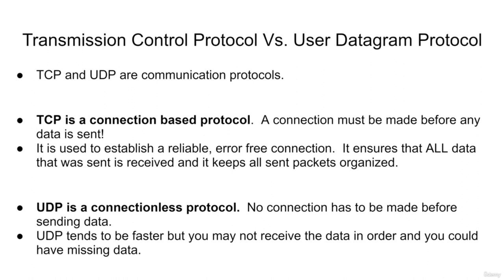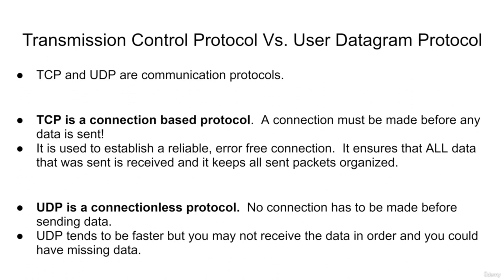TCP is typically used to create a reliable, error-free connection. It's going to ensure that all data that was sent is actually received, and it keeps track of and organizes all of the data packets that are sent. UDP, on the other hand, is what's known as a connectionless protocol. So no connection has to be made before sending data. On my netstat output, we didn't see anything about connection status. UDP tends to be faster because no connection is required, but you may not receive the data in the order that you sent it, and you could actually have missing data.